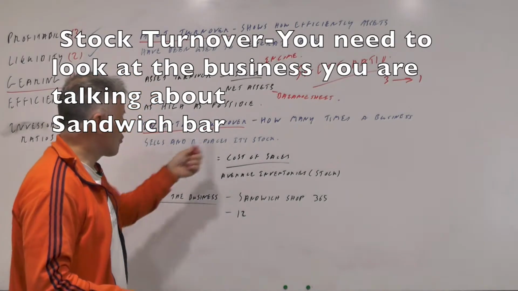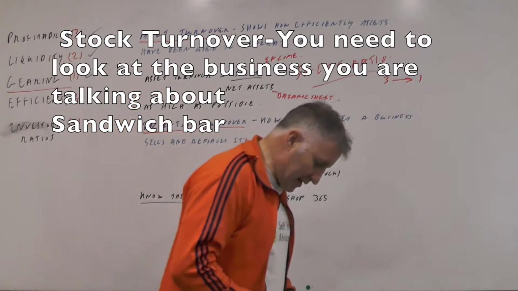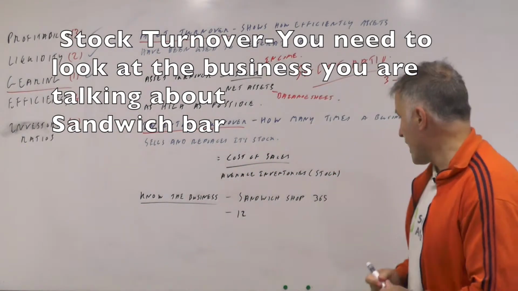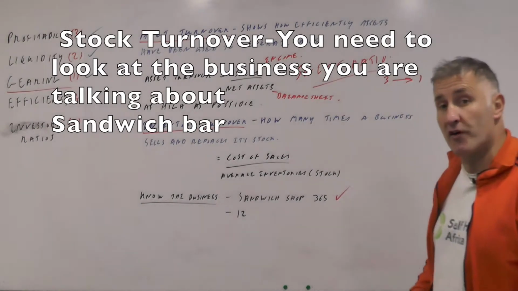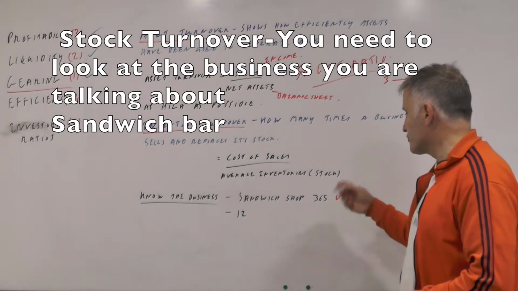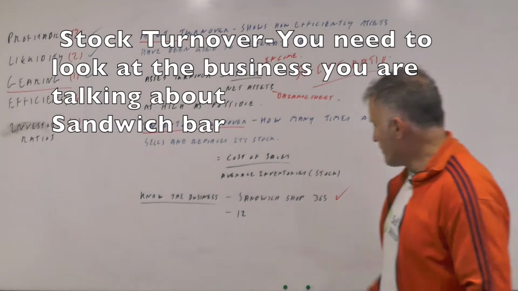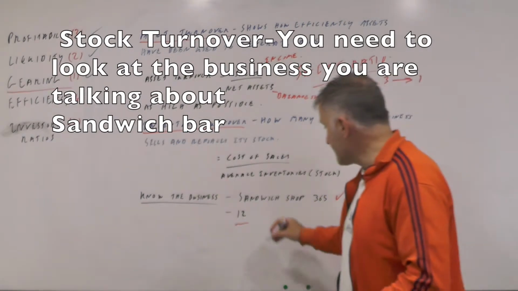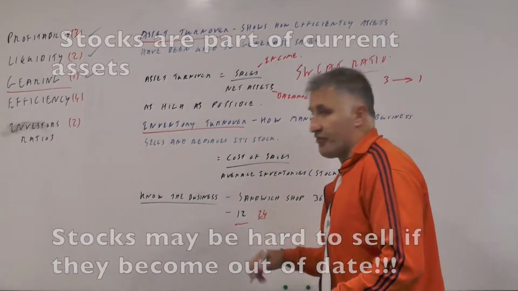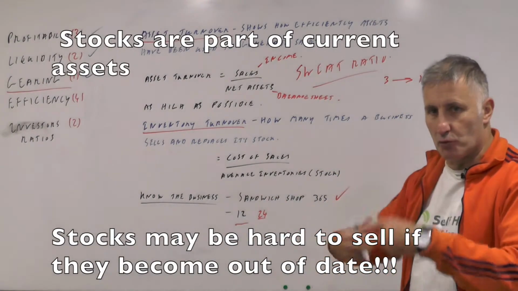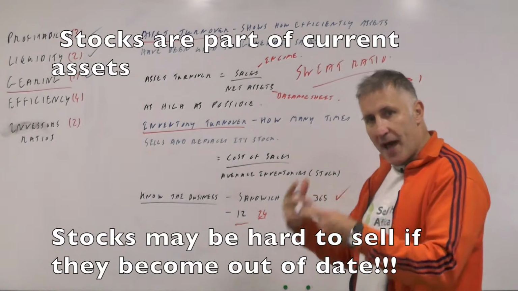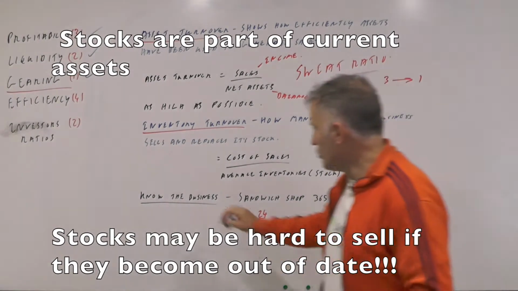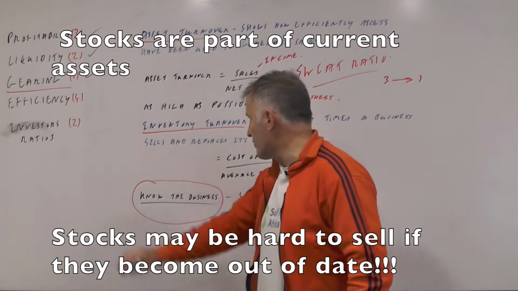Okay, stock turnover. It's simply how many times a year a business turns over its stock. Obviously, for a sandwich bar, if it's open every day of the week, it should turn over its stock 365 times a year. However, for other businesses, for a closed shop, it may be 12 times a year. If that is higher and goes up to 24, that is a good thing, because you're turning over your stock more times. If it starts falling, it's a bad thing, because you're turning over your stock less. So you've really got to know the business that you're talking about.